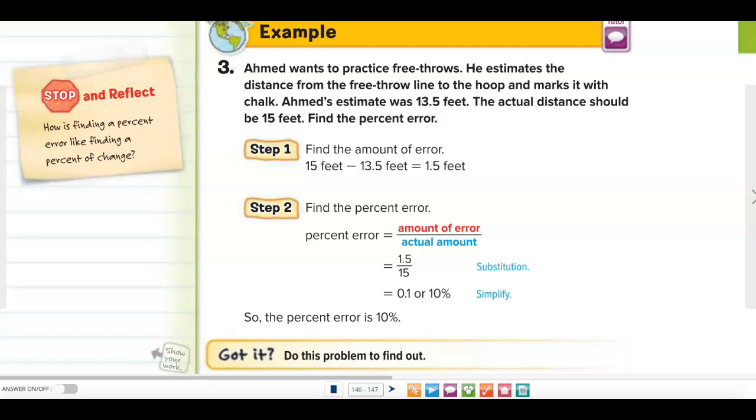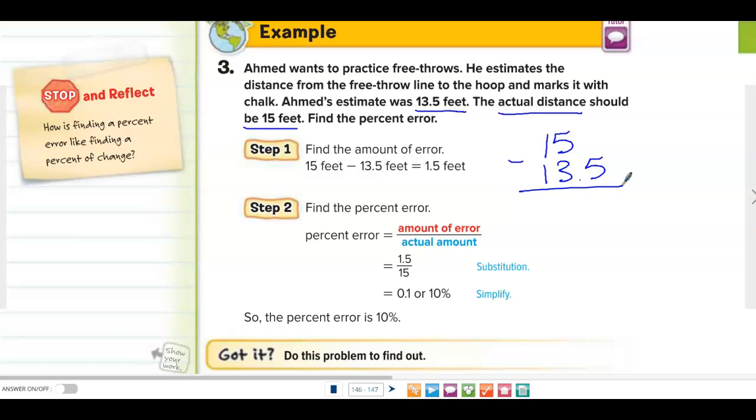Ahmed wants to practice free throws. He estimates the distance from the free throw line to the hoop and marks it with chalk. His estimate was 13 5/10 feet. The actual distance should be 15 feet. Find the percent error. Okay, so we're going to take the actual minus what we guessed. So 15 minus our 13 5/10.